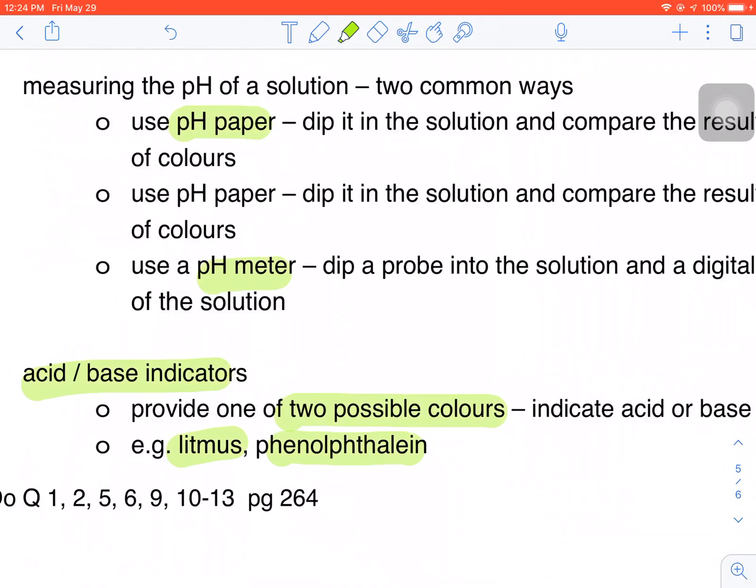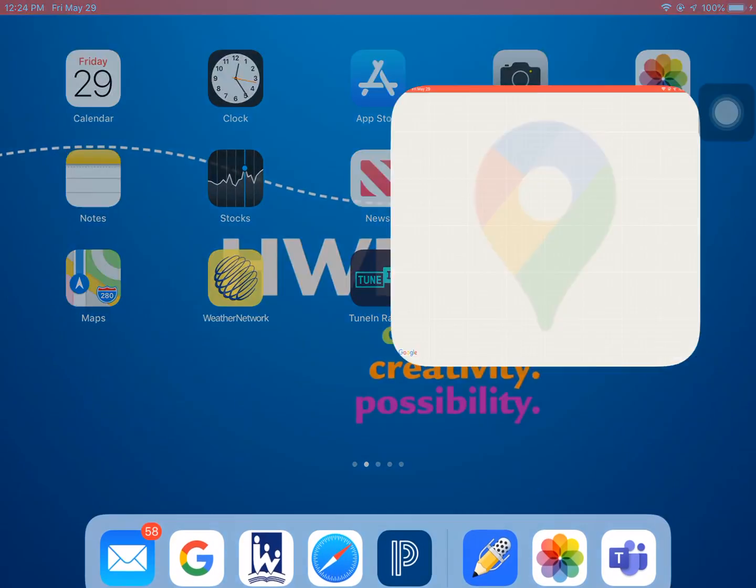And if I look at pH paper, let me just see if I can pull up a quick image here of pH paper.